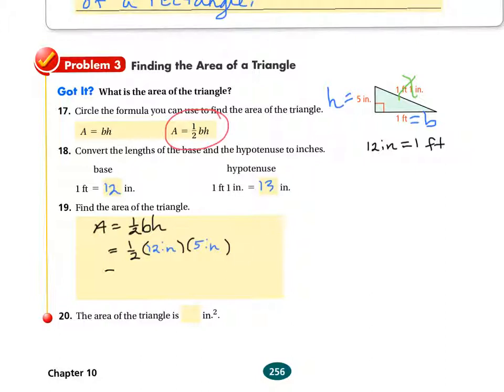And so we get 1/2 times, what's 12 times 5? It is 60 inches squared. And what's half of 60? So it is 30 inches squared. So the area of our triangle is 30 inches squared. So the area of the rectangle or parallelogram that it came from would have been what? The 60.